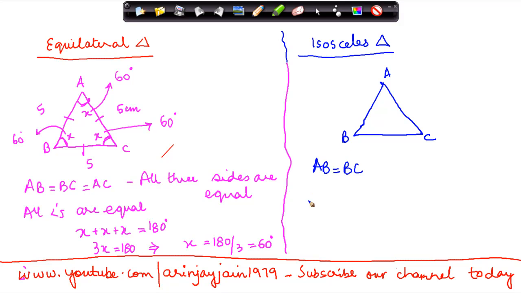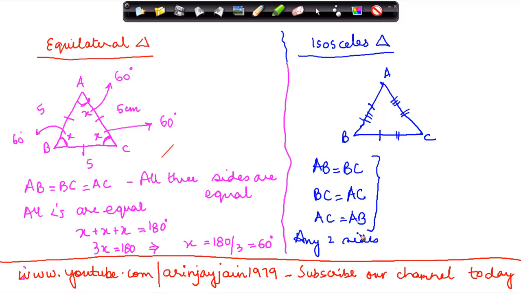Or you can have BC is equal to AC, or you can have AC is equal to AB. In either case, either this is equal to this, or this is equal to this, or maybe this is equal to this. So you can have any of these three combinations, but whenever two sides are equal, then it's an isosceles triangle. Any two sides are equal.